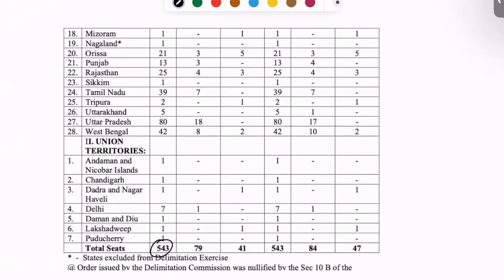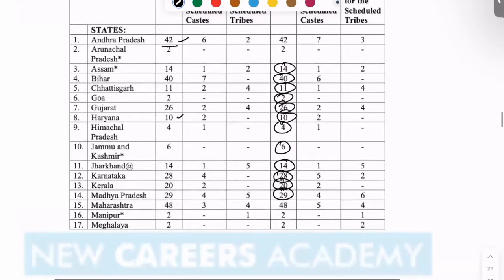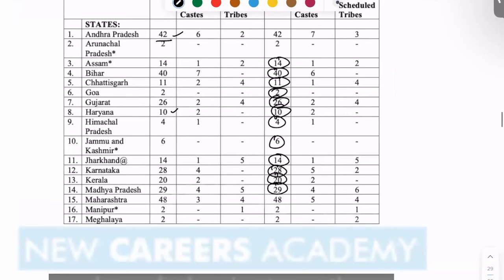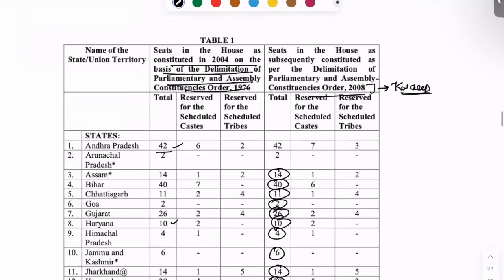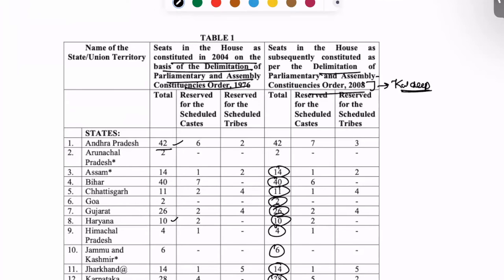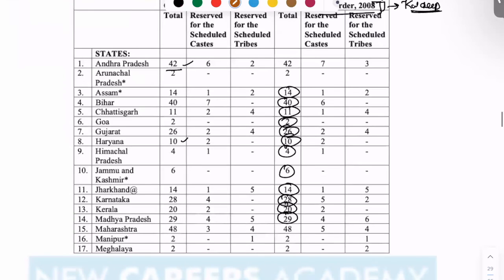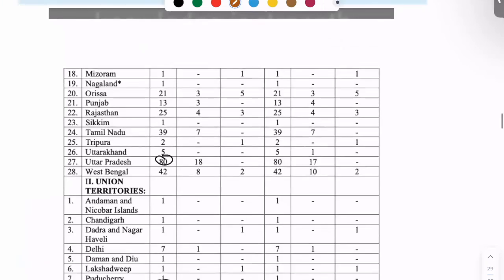Now they will ask you which state has the maximum seats. Of course, which state has the maximum? 80. Is it clear? Secondly, what is important to go through is to understand the following. Where are the maximum seats for SCs? They'll ask that. They can ask this way. So just go through that.